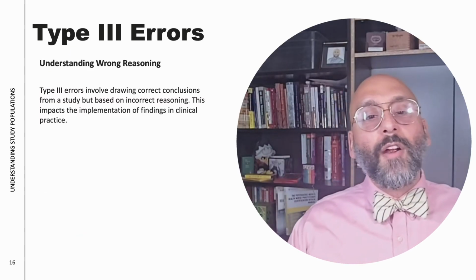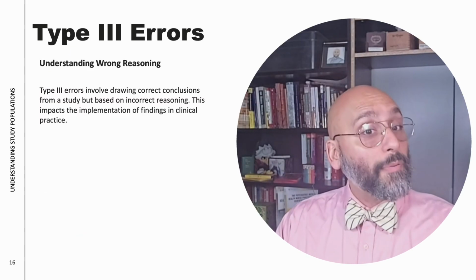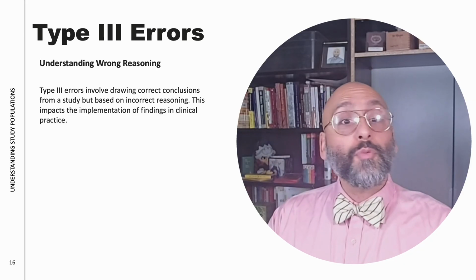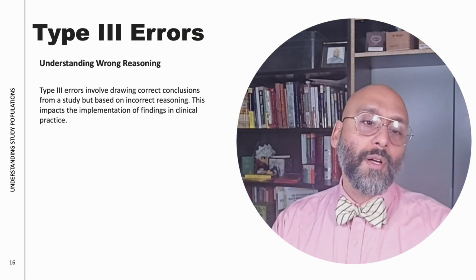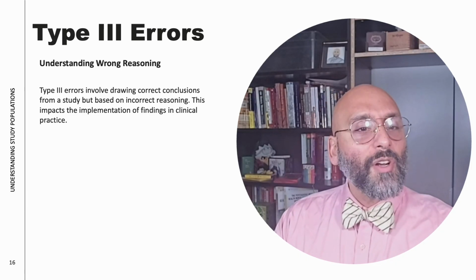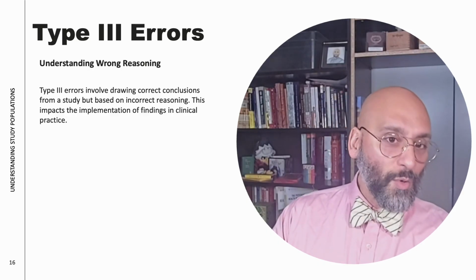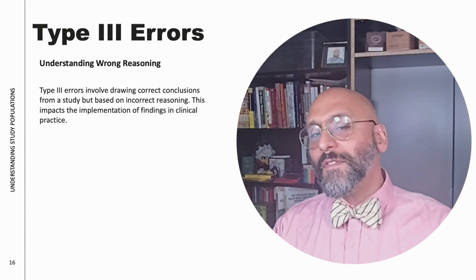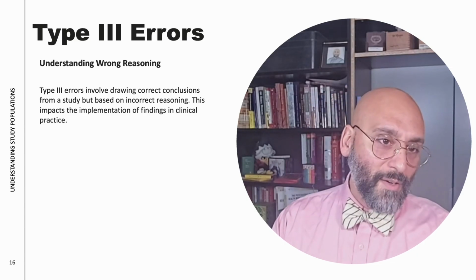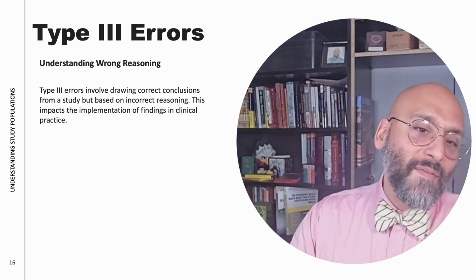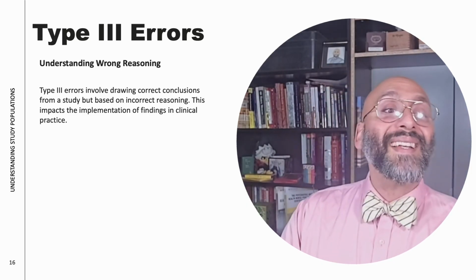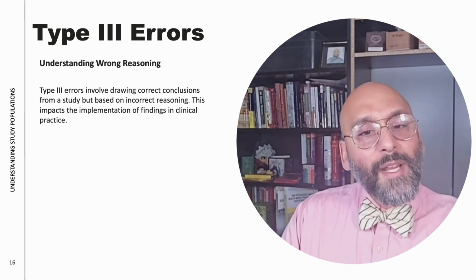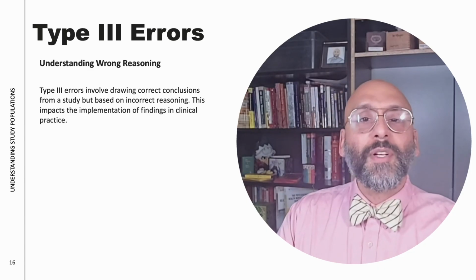Well, there's a third type of error that doesn't get a lot of airtime, and it's called a type 3 error. And this occurs when study results are technically correct, but the reasoning applied to those results is wrong. In other words, we get the right answer to the wrong question, or we apply correct findings in an incorrect way. This is not a statistical failure, though. This is a conceptual failure. So unlike a type 1 error where we believe that something works when it does not, or a type 2 error where we miss a real effect, a type 3 error occurs during the interpretation and implementation.